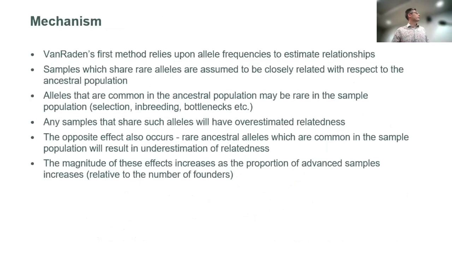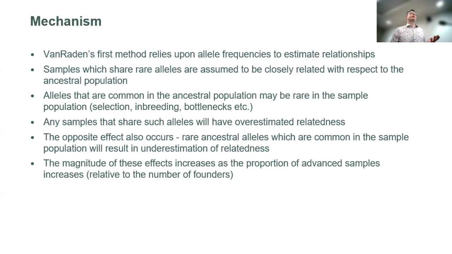Only 5 minutes left. So just to give a try at an intuitive explanation of the mechanism that's at play here, VanRaden's first estimator really emphasizes rare alleles based on those allele frequencies. And so if you have an allele that is very common in your founding population, but through selection and inbreeding has become rare in the advanced population, that means individuals that share that allele will be assumed to be closely related to one another. So if you have, for instance, a couple of founders that share what was a common allele, but it's treated as a rare allele by the estimator, it will make those founders look unrealistically related to one another. And that's what we saw with those really large outliers in the first plot.